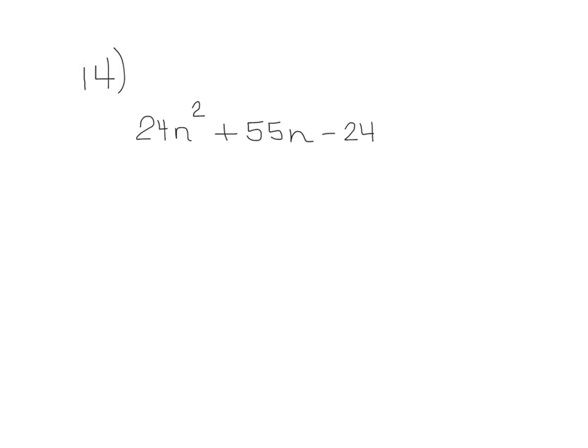This is number 14 in our Chapter 3 test review on page 181, where we're asked to factor the expression completely. As always, we must look for a greatest common factor first. There is not one. So second, we look to see if it might be a special case. Well, it's a trinomial. The only special case that we have for trinomials is a perfect square trinomial.